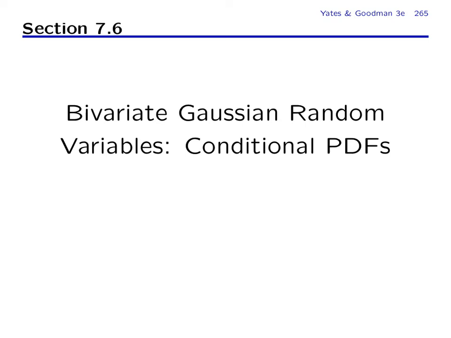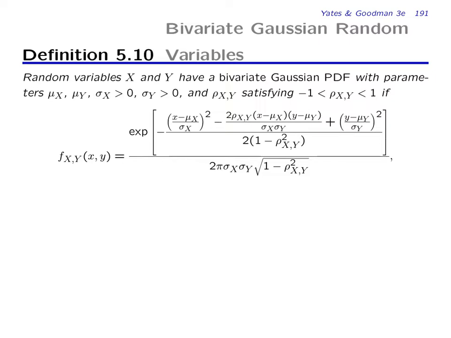Now we're ready to look at conditional PDFs and conditional expected values in the case when x and y are bivariate Gaussian. You might remember that the bivariate Gaussian PDF formula is a super complicated thing, and chances are you can't just recall it from the top of your head. So we'll review that first. So here we go. Here's a review.